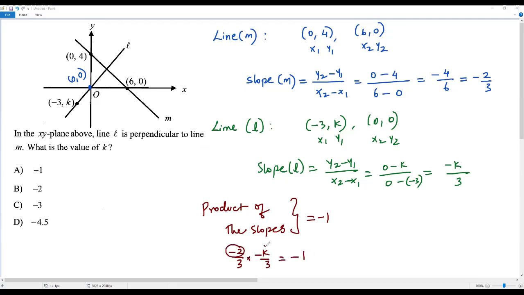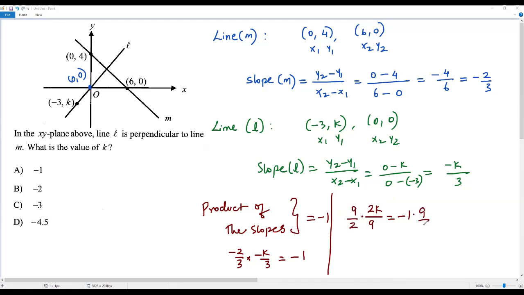Okay, so now let's multiply the two numerators, negative 2 and negative k. Negative times negative will become positive. 2 times k is 2k over 3 times 3 is 9 equals -1. Okay, now we have to solve for k. For that, I have to get rid of the fraction 2/9 over here. So to get rid of this fraction 2/9, I multiply both sides of the equation by the reciprocal of this fraction, that is 9 over 2.